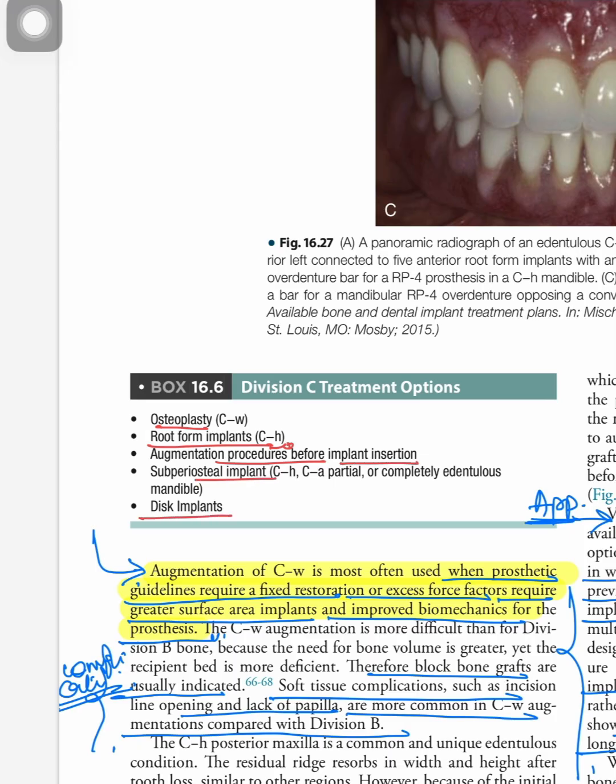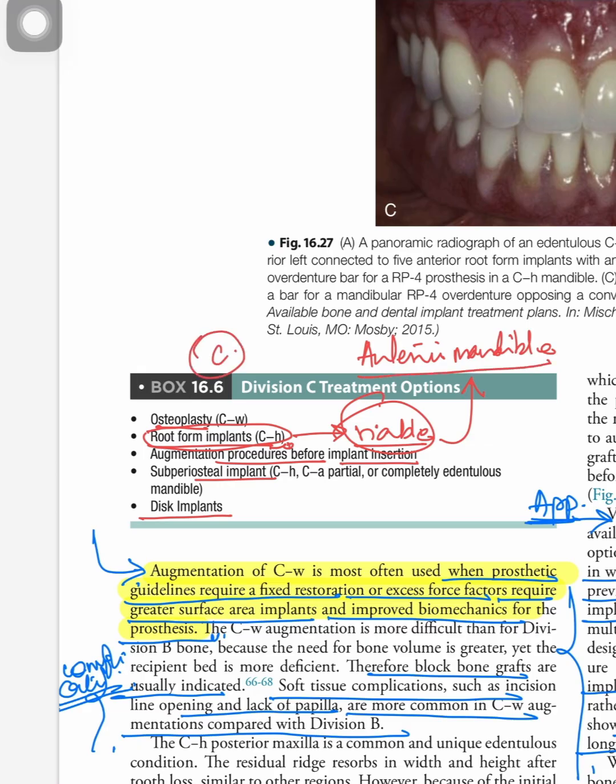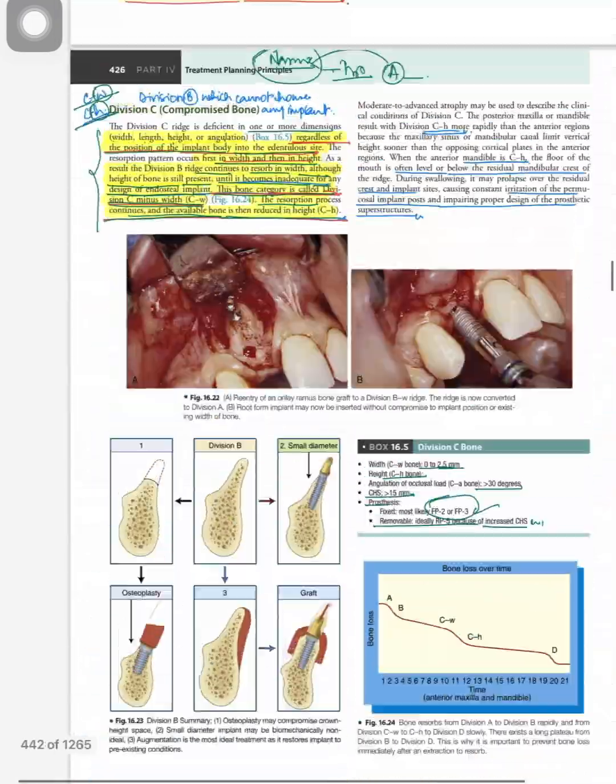Now we have something called root form implant in C minus H. When this option is viable, you can place an implant in division C bone even without augmentation, but there are certain conditions where you can do this. For example, the anterior mandible. Usually, you will have a type C minus H bone where the bone has reduced height and width. But you can still place an implant, because I'll show you with this diagram.